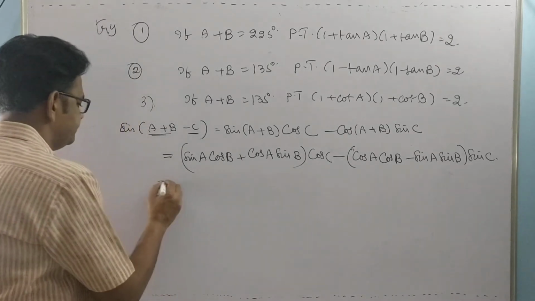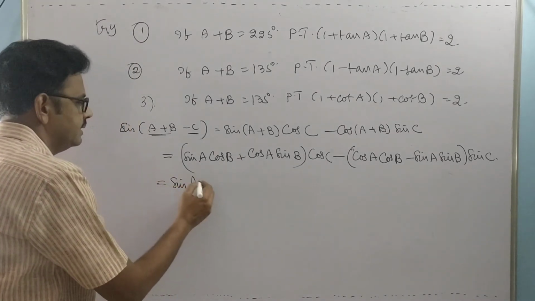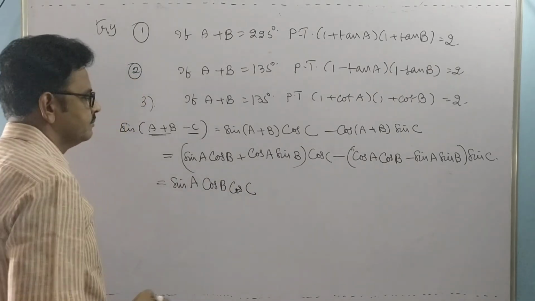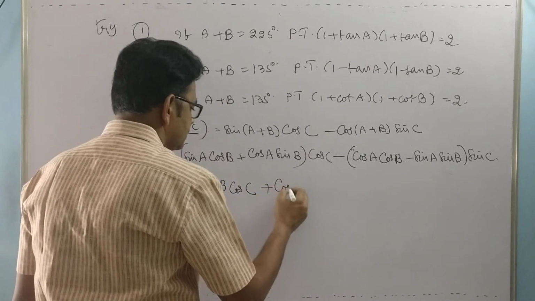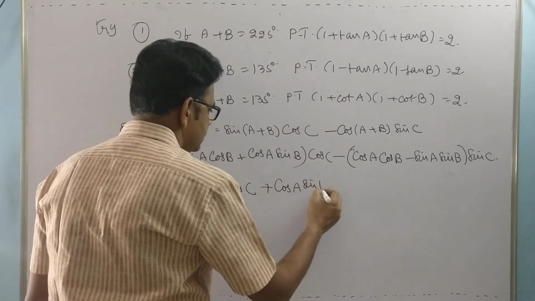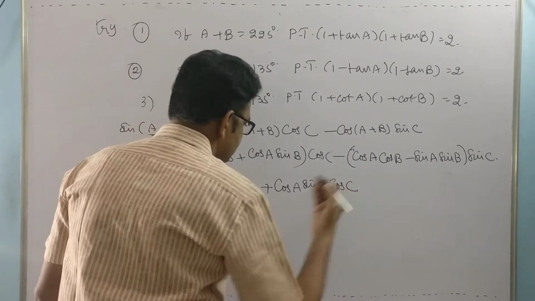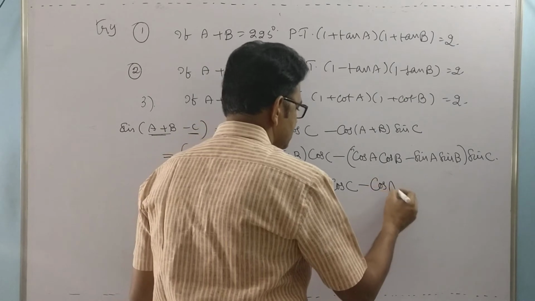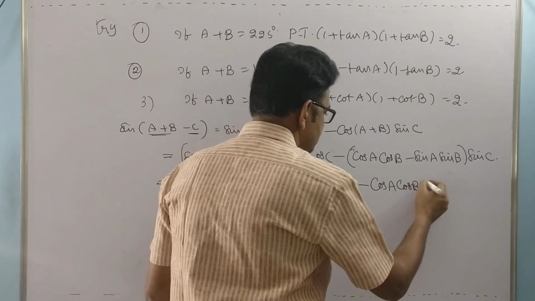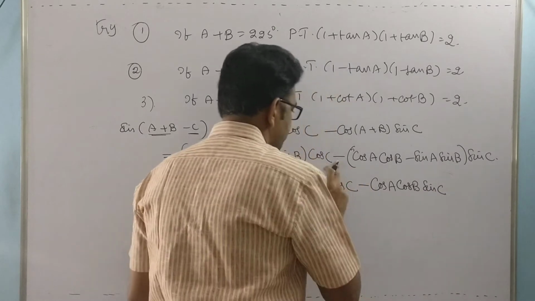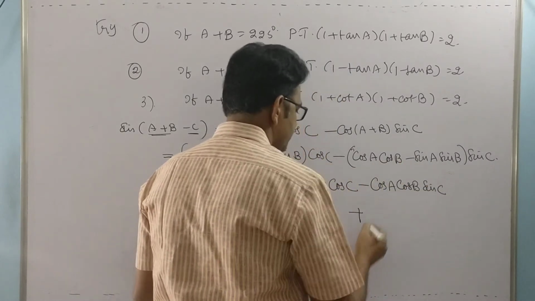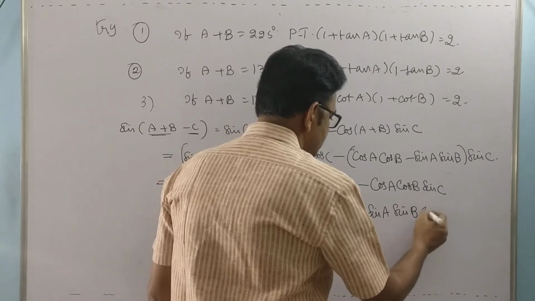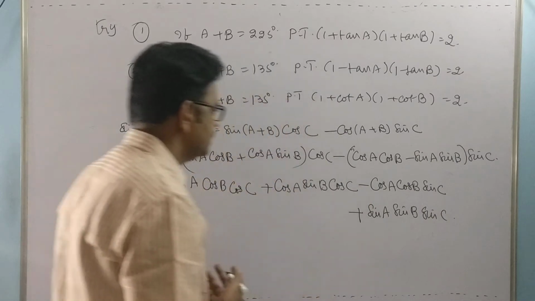That is equal to sin A cos B cos C plus cos A sin B into cos C. Next, this is minus cos A cos B into sin C. Minus of minus, that is plus again. So this is sin A sin B into sin C. So this is the expansion.